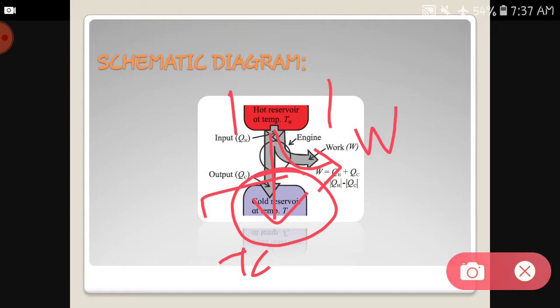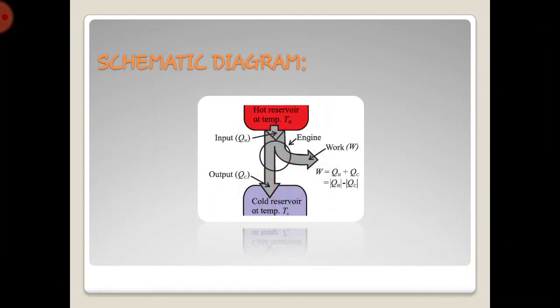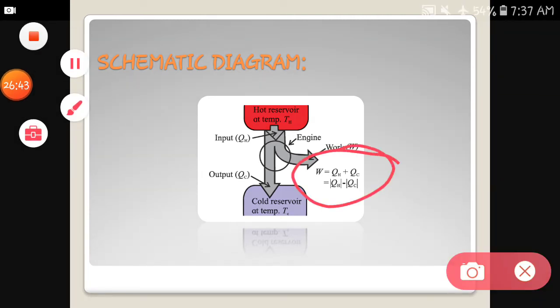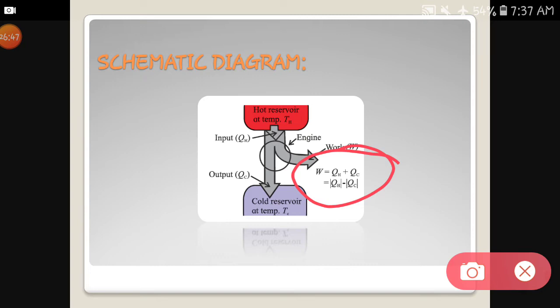Okay. So we are going to see the mathematical formulation of the equation which is given in this diagram, which is W is equal to QH plus QC. What will be QH and QC? We are going to discuss in the next slide.